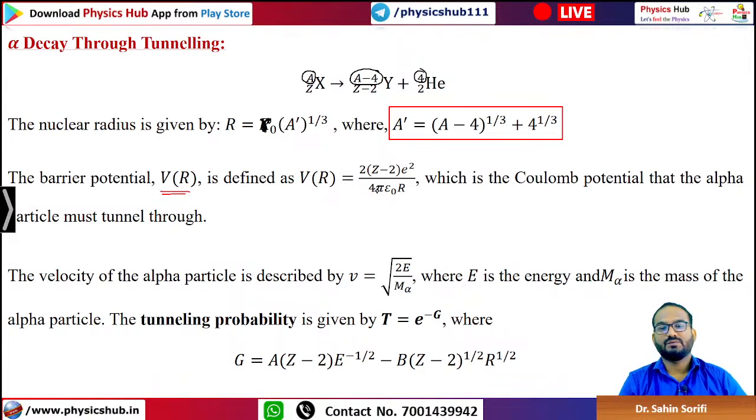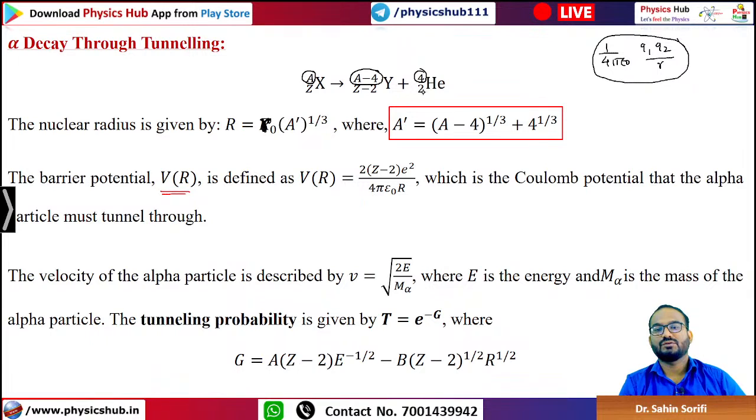Then the barrier potential will be, look, what is the potential formula? 1 by 4 pi epsilon naught q1 q2 divided by r. This is the formula we read in electrostatics. So here q1 is 2e, as the charge of the alpha particle is plus 2e. The charge of the daughter nucleus Y is Z minus 2 times e. So it is 2 into (Z minus 2)e into e divided by 4 pi epsilon naught r.